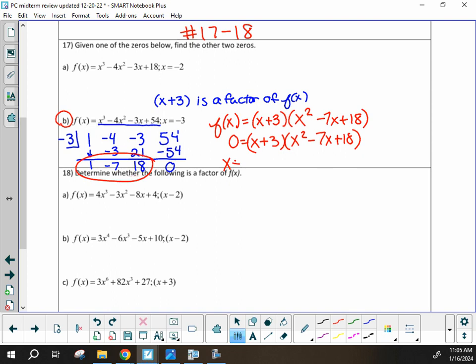We already know this x plus 3 equals 0 gave us x equals -3. But when we set this quadratic factor equal to 0, we're going to solve either by factoring or using the quadratic formula or completing the square. Now, if you try to factor that one, because of the way the plus and minus signs are, there are not two nice, clean whole numbers that multiply to +18 and add to -7. You might be thinking 9 and 2, but the signs do not work out correctly. So then we go to the quadratic formula.